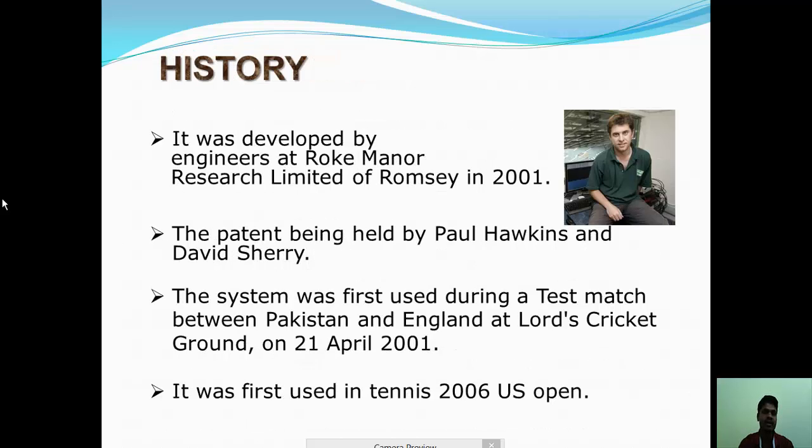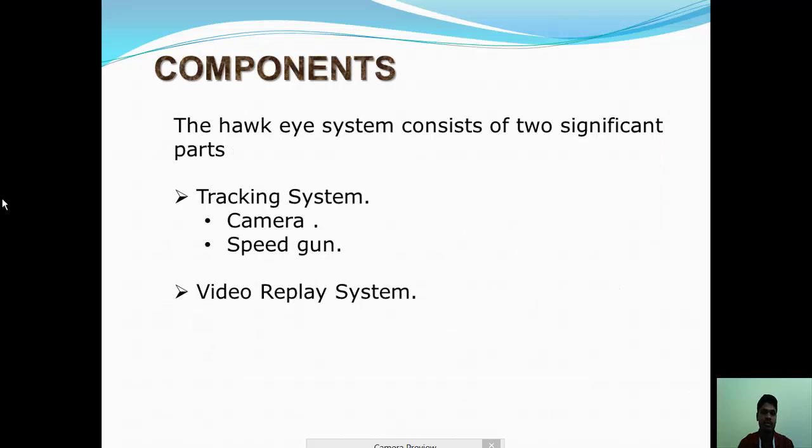History of Hawkeye technology. It was developed by engineers at Roke Manor Research Limited of Romsey in 2001, the patent being held by Paul Hawkins and David Sherry. The system was first used during a test match between Pakistan and England at Lord's Cricket Ground on 21st April 2001, and in tennis it was first used in the 2006 US Open.